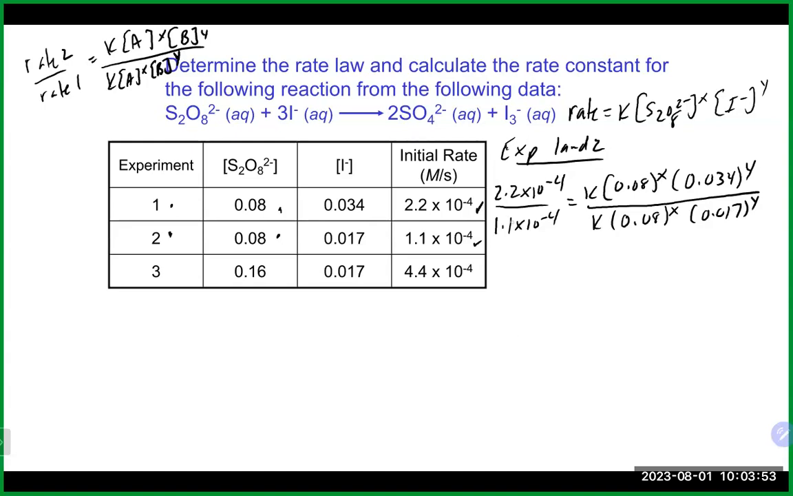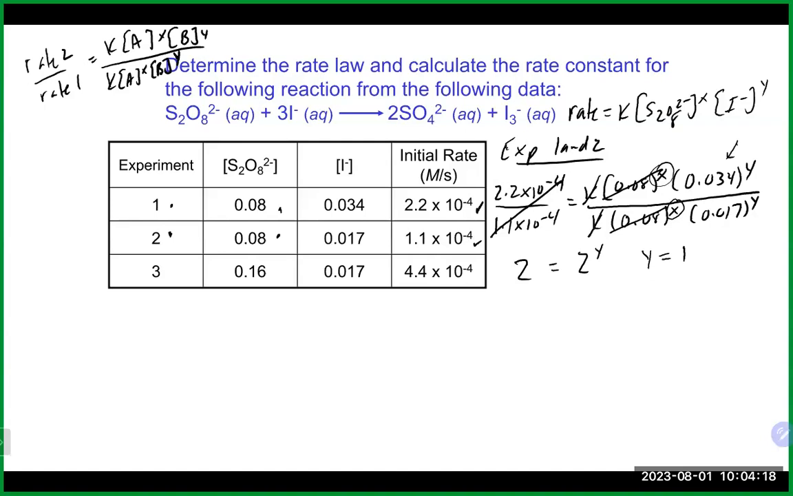At this point, we'll do our division. That's going to give us a 2. Once again, the rate constant should be the same number on top and bottom, so they will completely cancel. And again, our order here should be the same on top and bottom, which means this would also completely cancel. That leaves us a 2 to the Y. Once again, you could probably see this visually. Y in this case is going to equal 1.